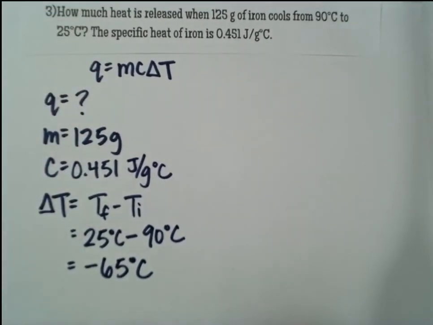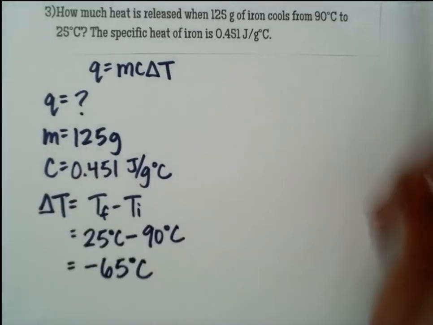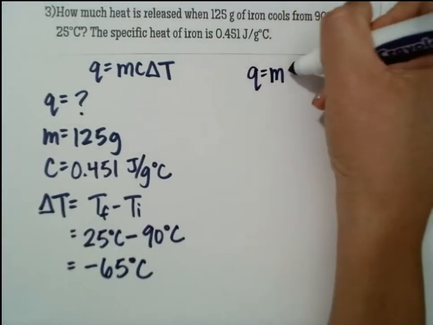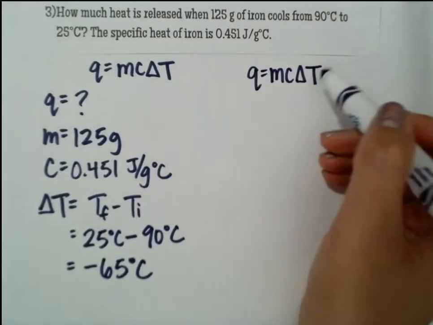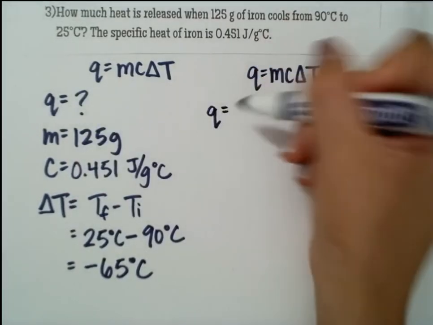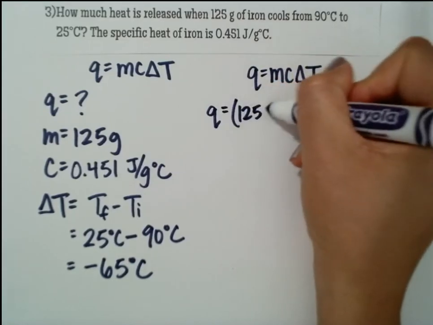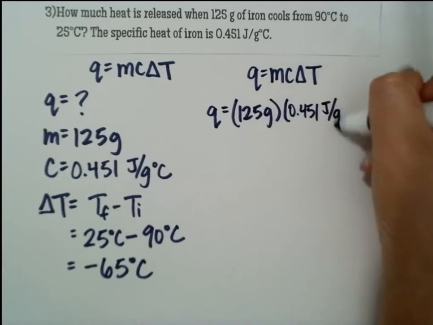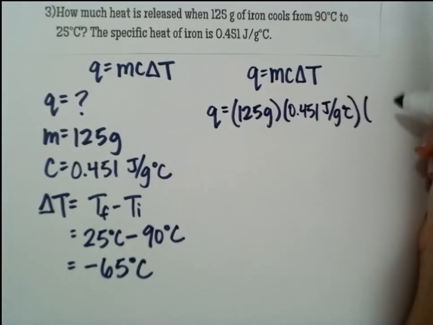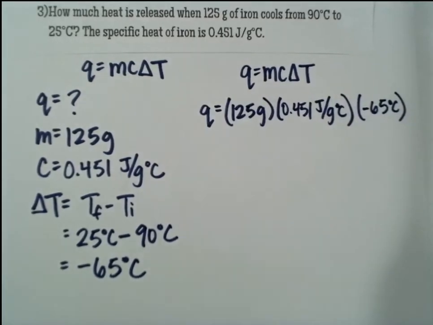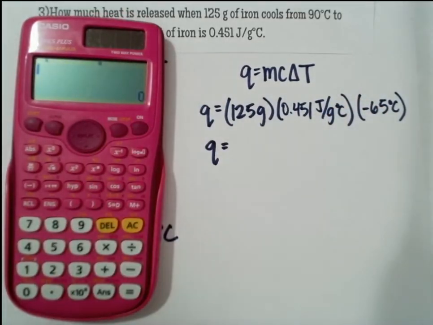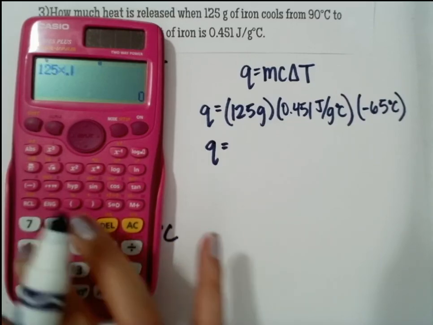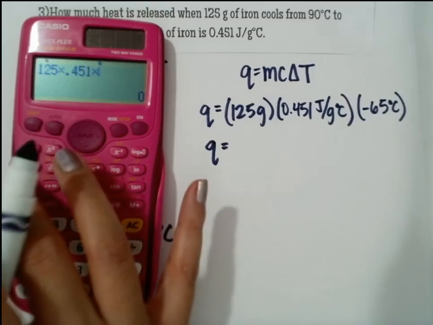Okay, so now let's plug these numbers into my formula. So Q equals MC delta T. I don't have to rearrange this because I'm solving for Q. Okay, so M is 125 grams. C is 0.451 joules per gram degree Celsius, and delta T is negative 65 degrees Celsius. Okay, so now I'm going to plug this into my calculator. 125 times 0.451 times negative 65.